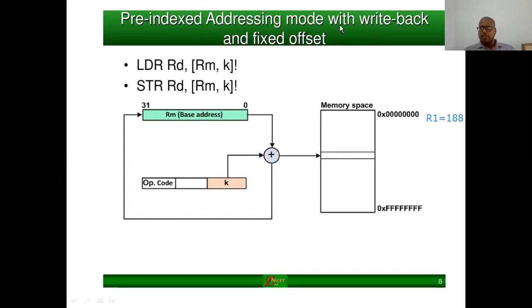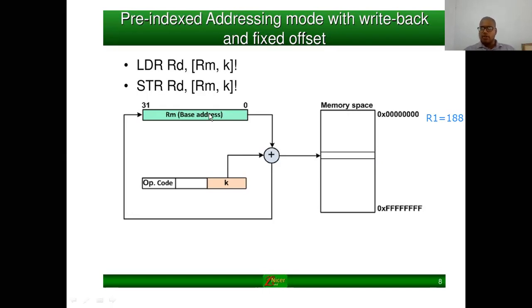One is with write back and fixed offset. Here we are having two examples. One is load and the other one is store. First one, LDR Rd comma content of Rm comma k. Second one, STR Rd comma content of Rm comma k. Here, we are having two registers, one is Rm and the other one is k. Now k is nothing but an offset value, like hash 12, hash 15, what we have discussed.